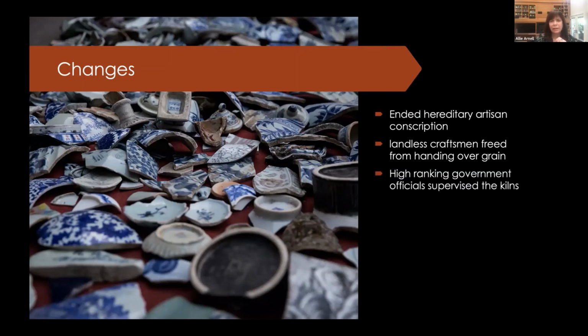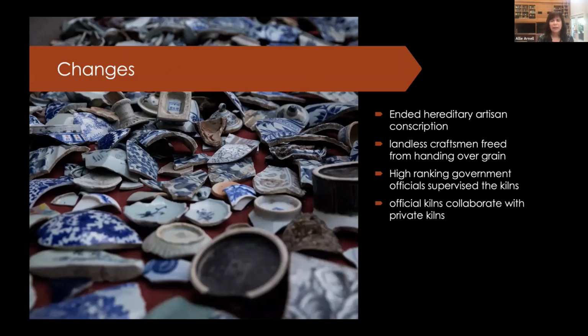Additionally, a really important thing that happens during this time period is that high-ranking government officials are appointed to supervise the imperial kilns. And there had been, of course, people from the court supervising the kilns in the past, but these high-ranking officials have a lot more power in the court, and also are able to advocate for funds coming to the imperial kiln. So that causes a lot of stability in the production as well.